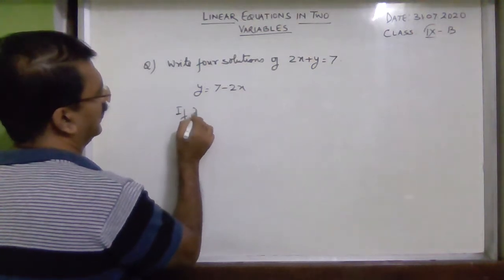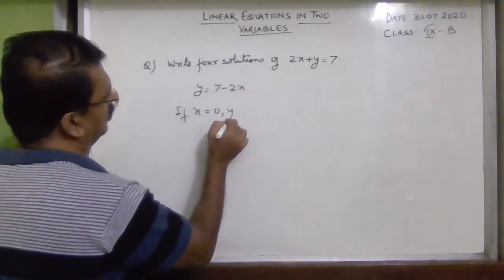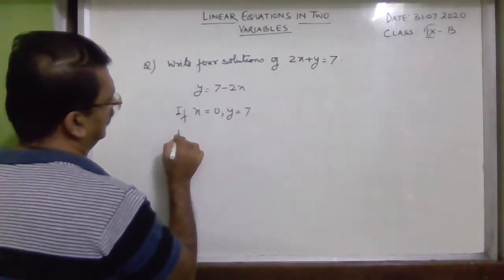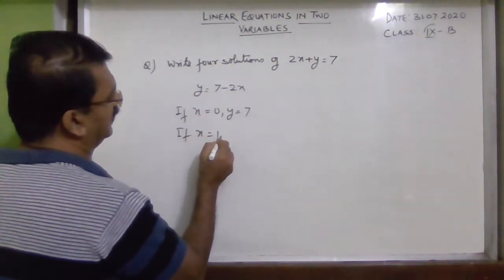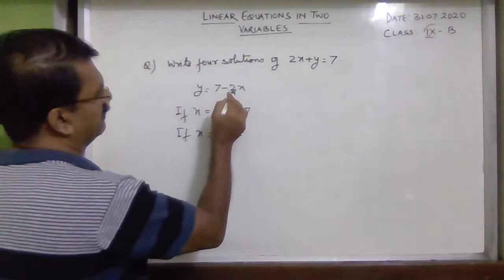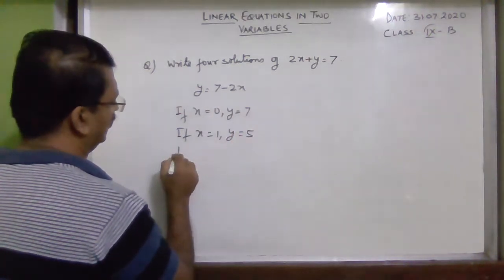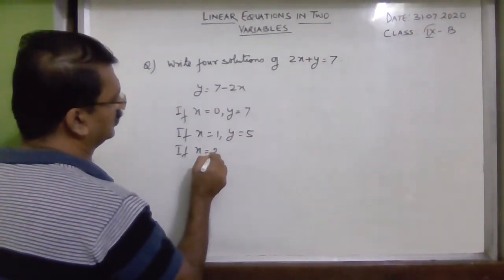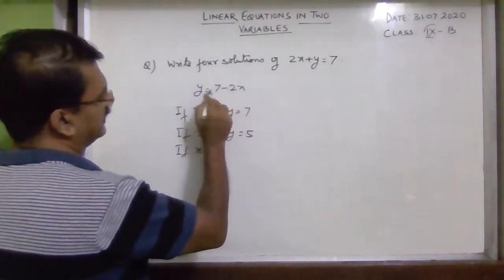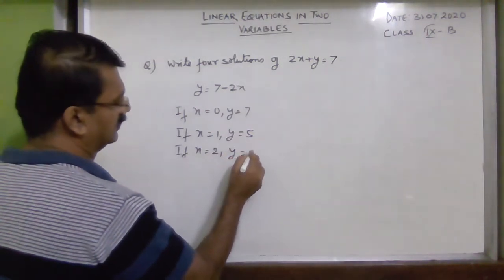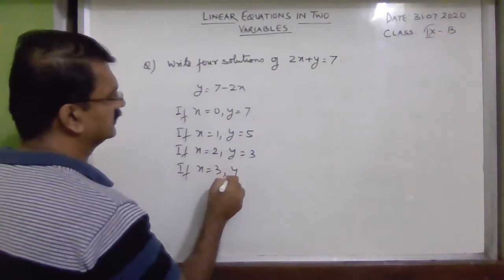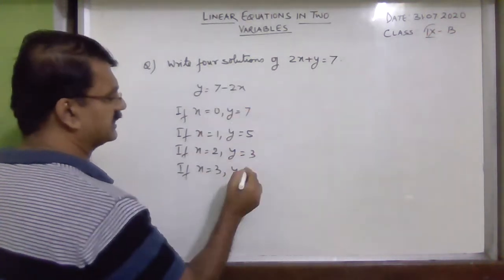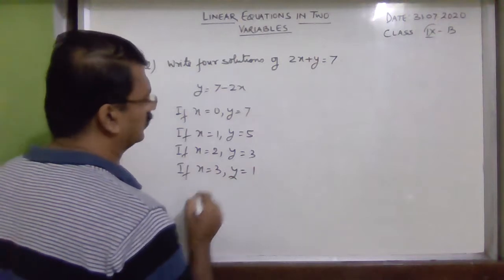If x is equal to 0, y is equal to 7. If x is equal to 1, y is equal to 7 minus 2, 5. If x is equal to 2, 2 into 2 is 4, 7 minus 4 is 3, y is equal to 3. If x is equal to 3, 3 into 2 is 6, 7 minus 6 is 1. So y is equal to 1.